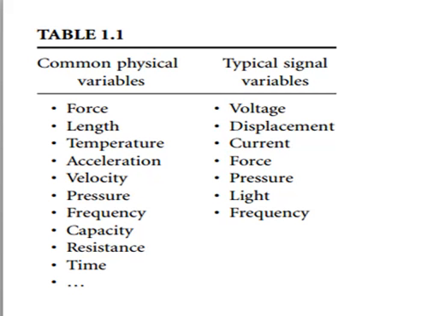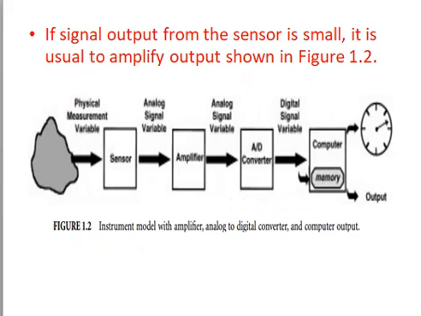All these are some of the variables that can be measured from a physical environment, and then they will be detected by a sensor and the sensor will produce a corresponding output. The types of output that the sensor produces include voltage, displacement, current, force, pressure, light and frequency. And of course, these are not the end of the list, there are many more.